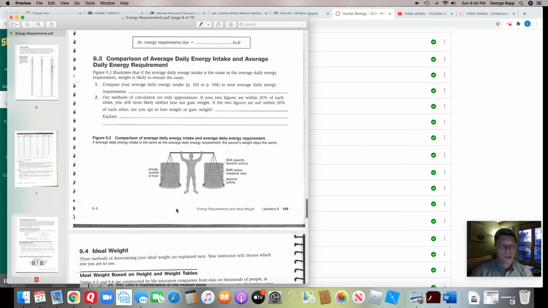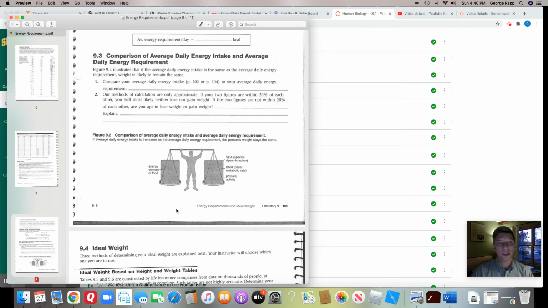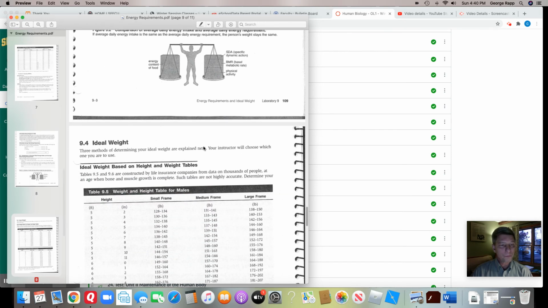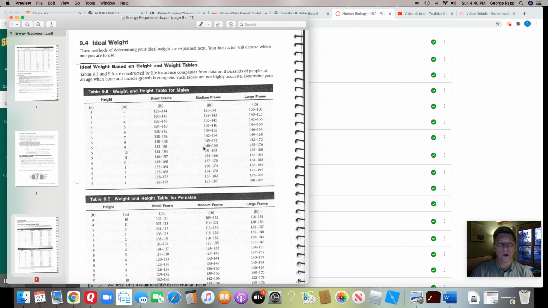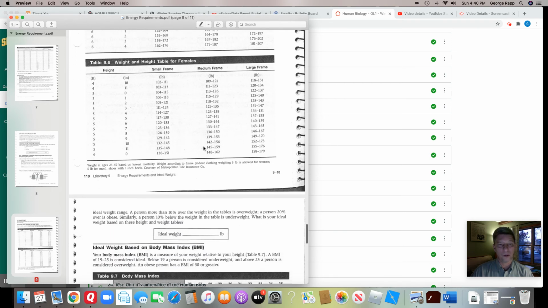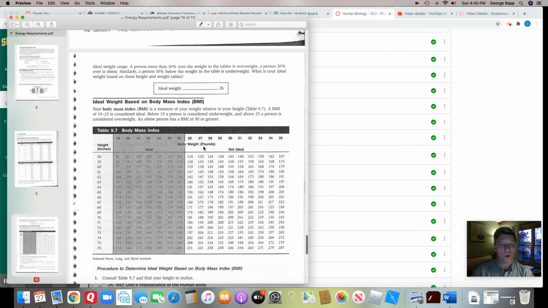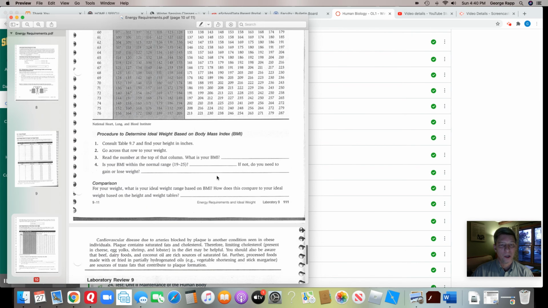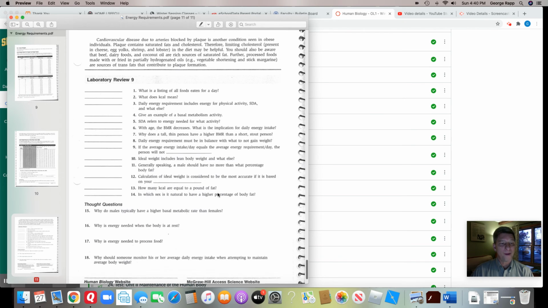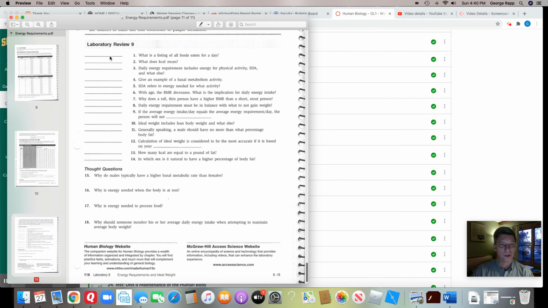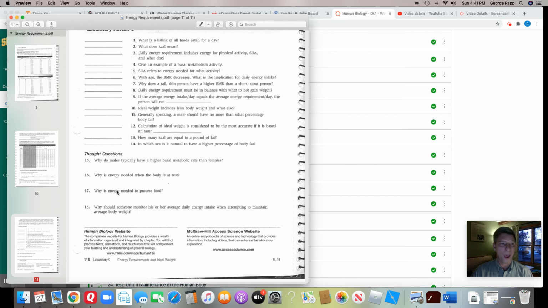Section 9.3 is just a comparison of your average daily energy intake and your average daily energy requirement. Just answer the questions that are shown here. Section 9.4 talks about your ideal weight, which is given your height and your frame, and then your body mass index, your BMI. Just follow the instructions on these pages and then answer the questions on the bottom of page 111 here. And then finally, the last page is just some quick review questions, 1 through 18, and that, my friends, will be that.